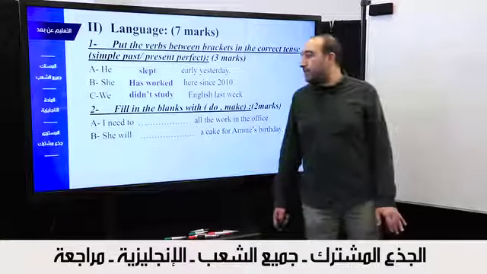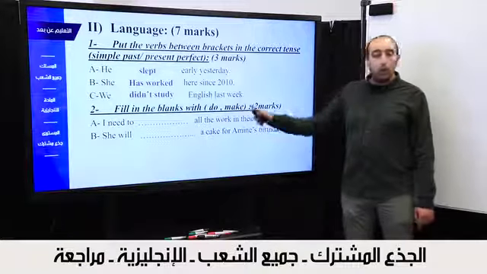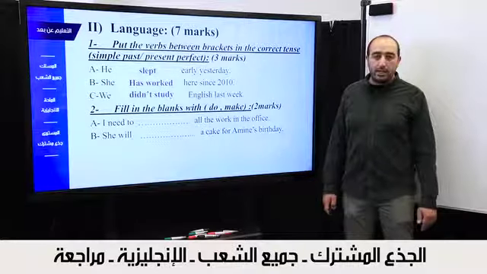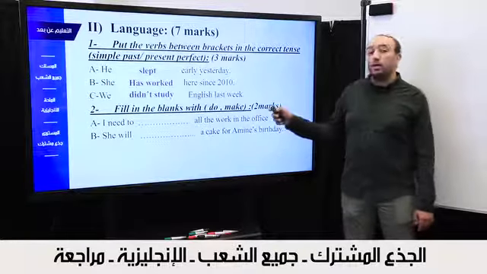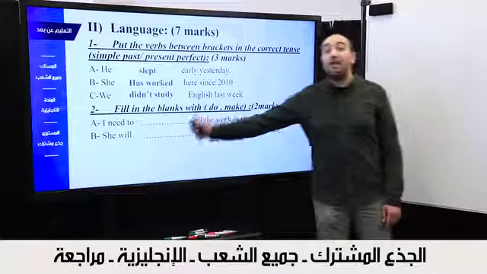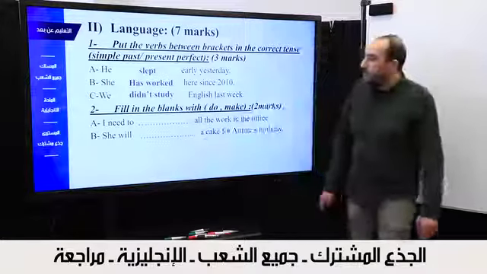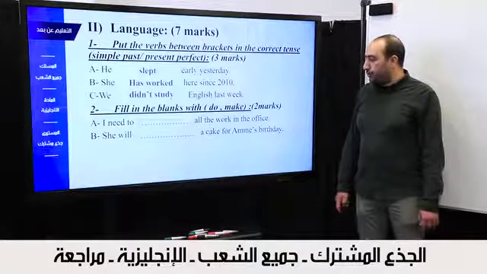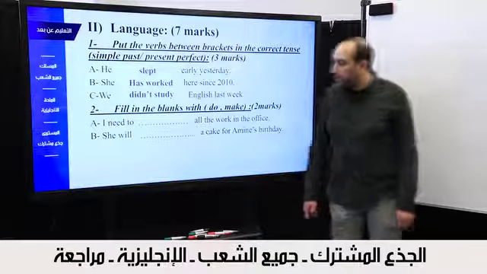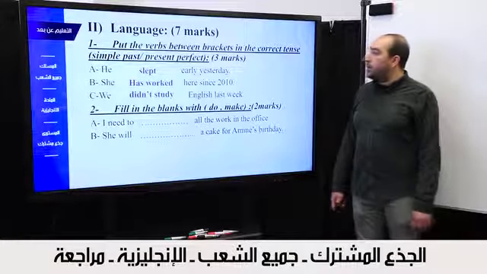Let's move to the second exercise. Fill in the blanks with do or make, and we have seen collocations of do and make. We allotted 2 marks for this exercise, a half for each answer. A. I need to all the work in the office. B. She will a cake for Amin's birthday.